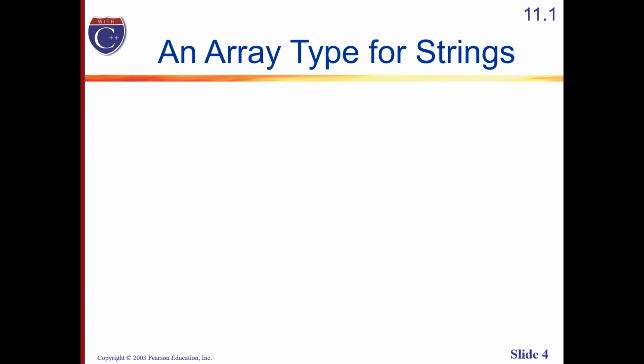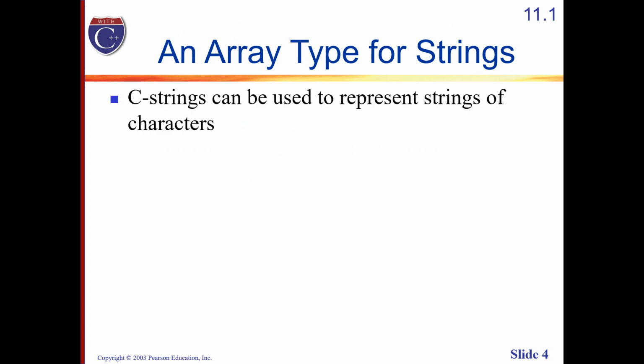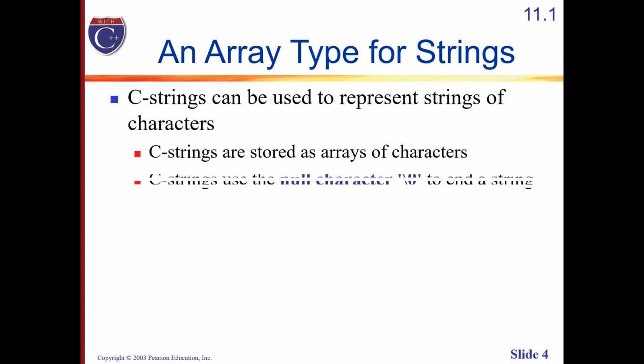Talking about array type for strings, it is said that C strings can be used to represent strings of characters. Thus, C strings are stored as arrays of characters. Also, C strings use the null character \0 to end a string.